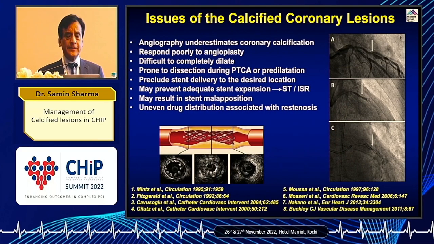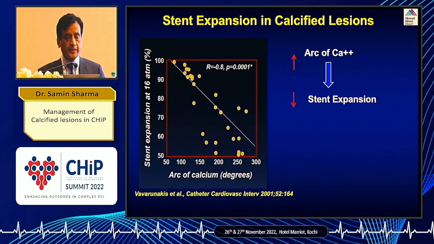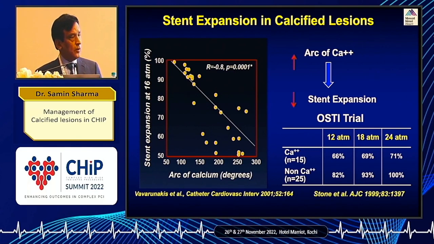Now, why is calcium a problem? We all know that you cannot deliver the device, the stent will not expand and will not oppose, and there is clearly more dissection. So there is more trouble of stent thrombosis, higher ISR and malapposition. Increasing arc of calcium and decreased stent expansion have been shown repeatedly. High pressure balloon dilatation alone will not be enough.